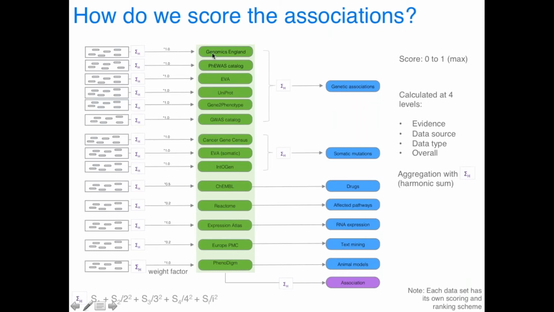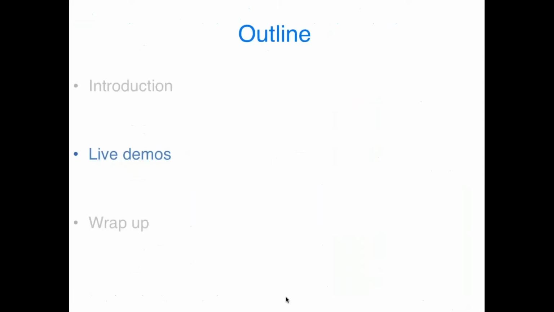Then all those similar data types will be combined again using this mathematical formula. They will be aggregated and give rise to the genetic association score. This is the third level of scoring within the platform. And finally, all those individual data type scores will be aggregated using the same formula, and this aggregation will give rise to the overall association score. So this is a brief overview of how we go about giving you some idea of confidence in our associations.